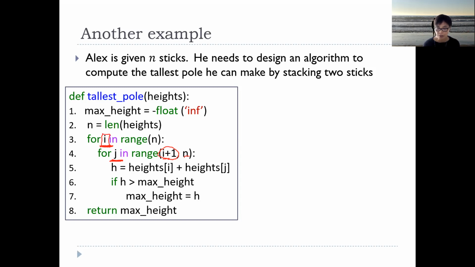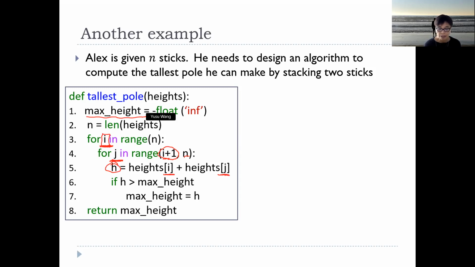And then for each of the combinations, if you take the i-th stick and the j-th stick and put them together, what is the current height? Meanwhile, you maintain the max height you have seen so far.